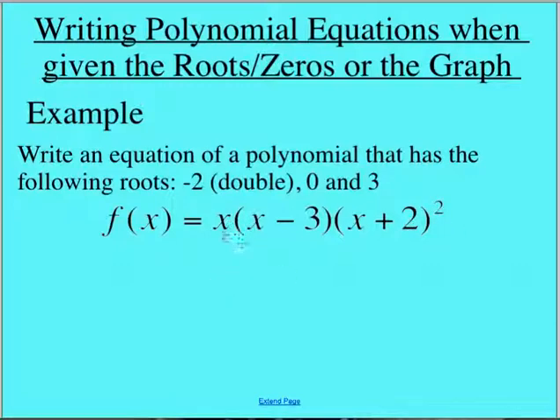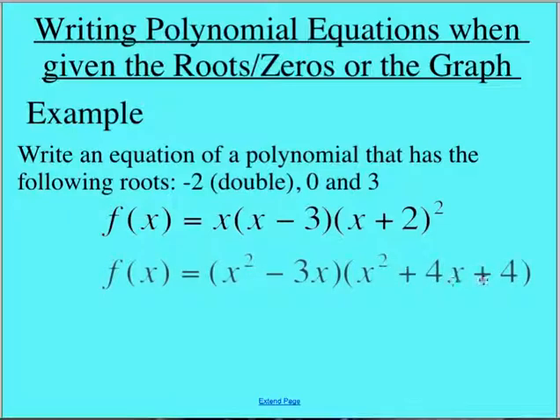Next, I'm going to distribute the x only to the first factor. So x times x is x squared. x times -3 is -3x. And then if I FOIL or box my x plus 2 squared, I get x squared plus 4x plus 4. And then the last thing would be to use the box method to put it into standard form.